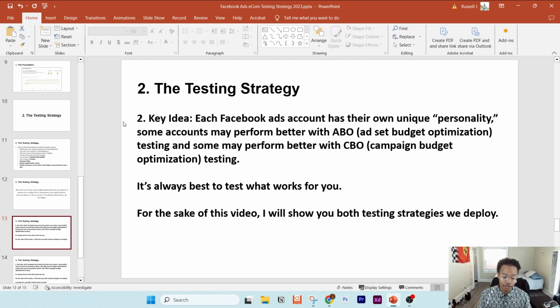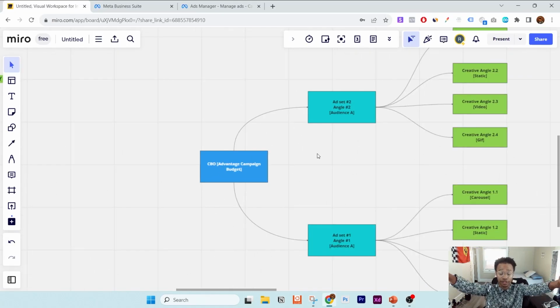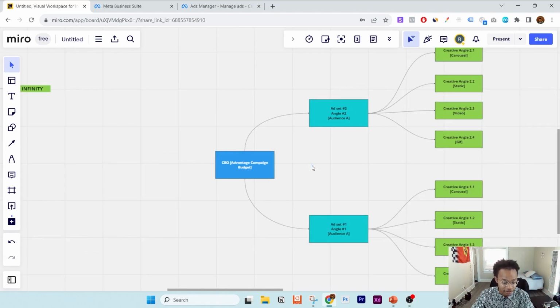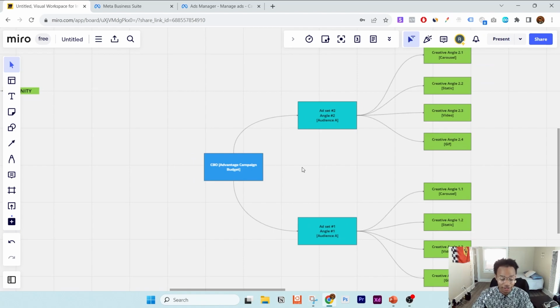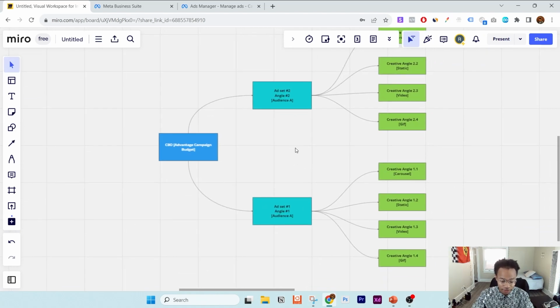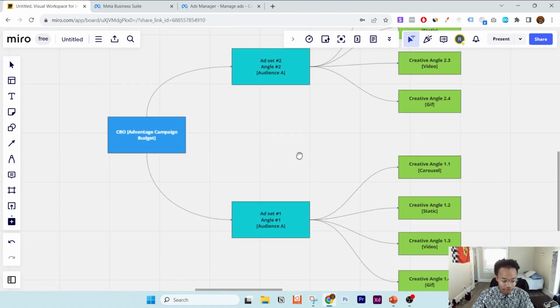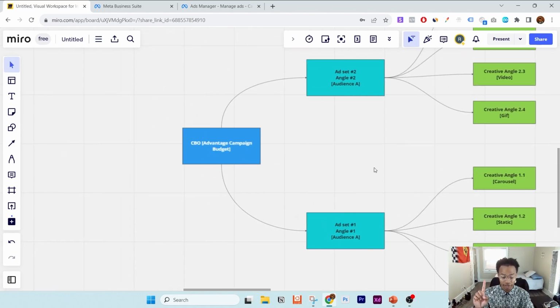And for the sake of this video, I will show you both testing strategies that we like to deploy. And as promised, here is a graph of the CBO testing strategy, or the Advantage Campaign Budget testing strategy, that we deploy for our clients. So we like to start with one campaign. Usually the bid depends upon how expensive the product is and how much we're selling it for.